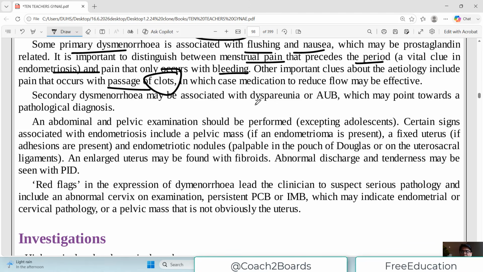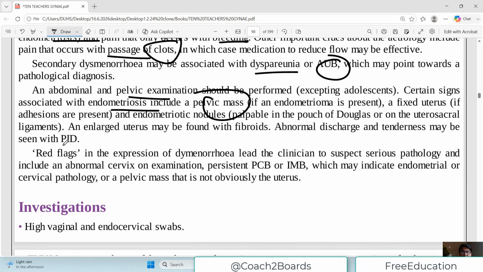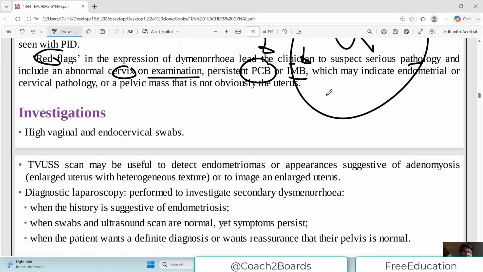Secondary dysmenorrhea may be associated with dyspareunia, painful urination, or abnormal uterine bleed. Abdominal and pelvic examination should be performed, obviously. Certain signs associated with endometriosis include a pelvic mass. You do the full examination, right? Red flags in the presentation of dysmenorrhea that lead the clinician to suspect serious pathology include an abnormal cervix on examination, persistent postcoital bleed on history, and intermenstrual bleed on history. They all may indicate that you are dealing with a person who has some pathology in the female genital tract, and you examine as we discussed in chapter number 2, right?